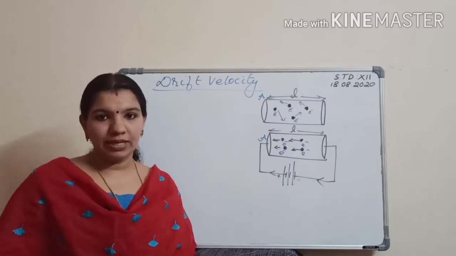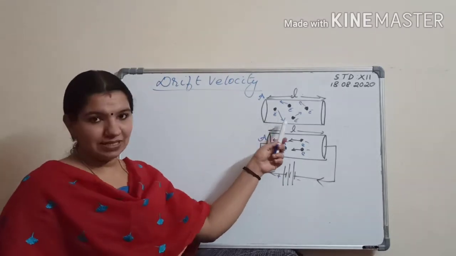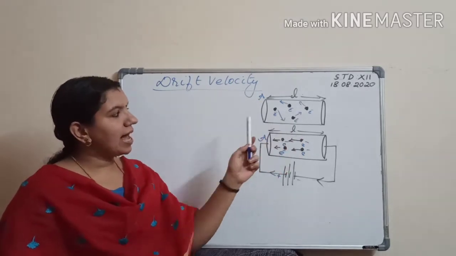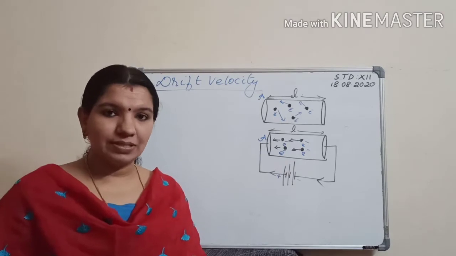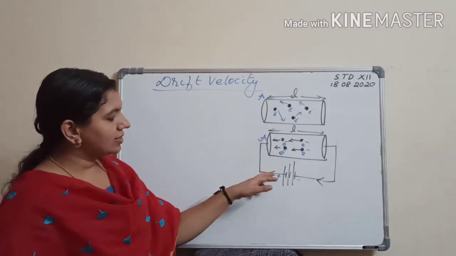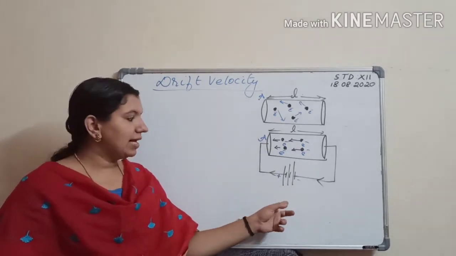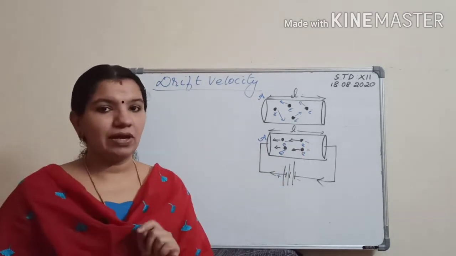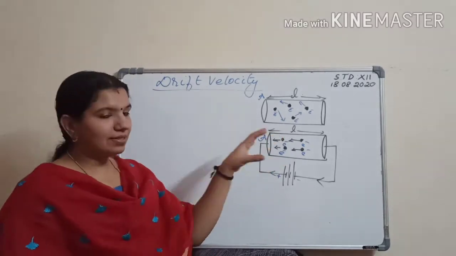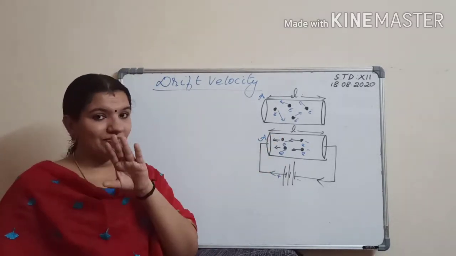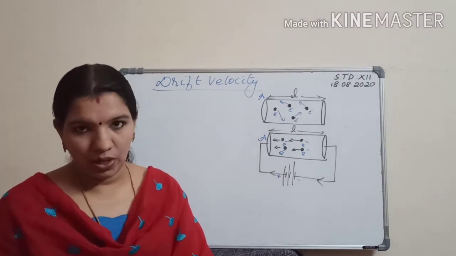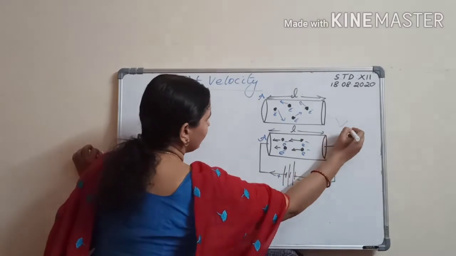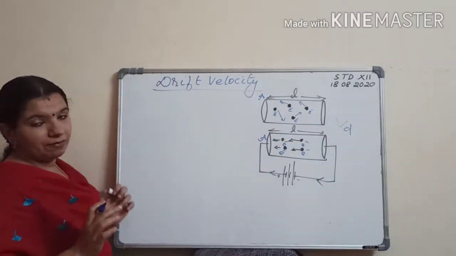Let us move to the derivation part. This is the first case where the electrons are in random motion, and this is a metallic conductor having length L and area of cross section A. In the second case, I applied a potential externally, and due to this potential, the electrons drift towards the positive end of the battery. The velocity with which it drifts is termed as drift velocity, expressed by the letter Vd.